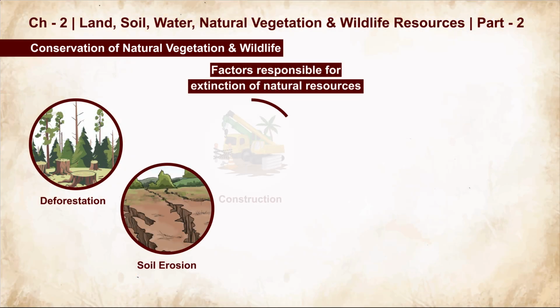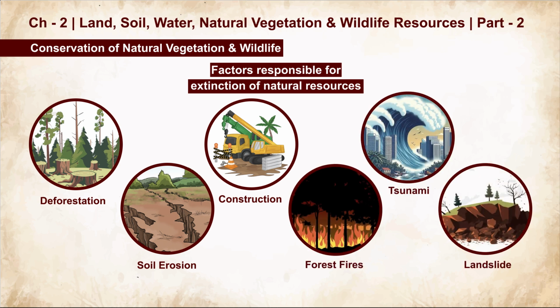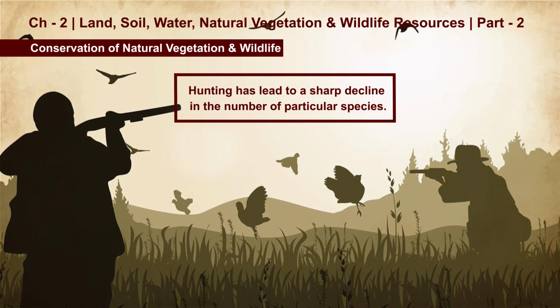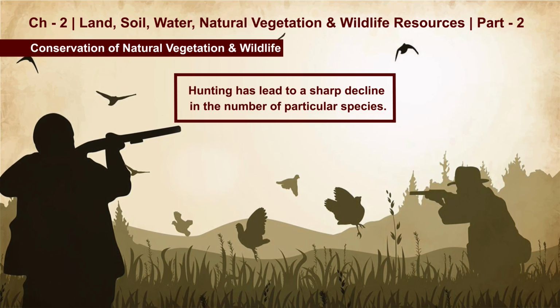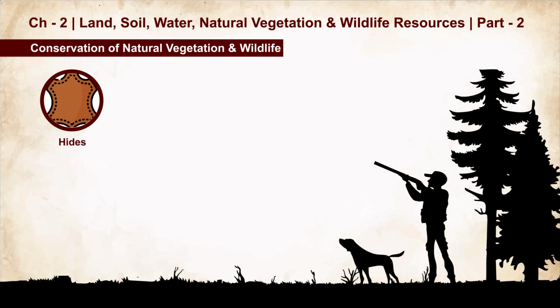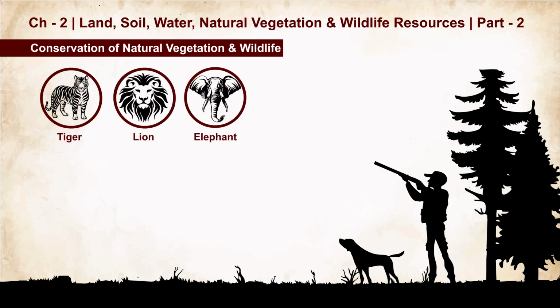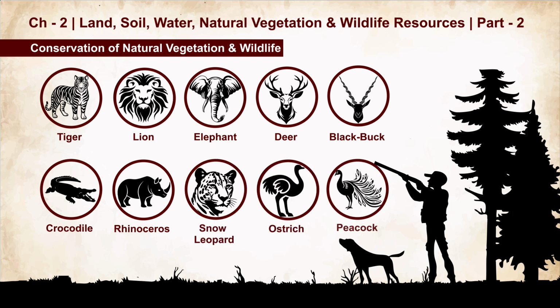Deforestation, soil erosion, constructional activities, forest fires, tsunamis and landslides are some of the human and natural factors which accelerate the process of extinction of these resources. One of the major concerns is poaching or hunting, which has led to a sharp decline in the number of particular species. The animals are hunted for collection and illegal trade of hides, skins, nails, teeth, horns and feathers. Some of these animals are tiger, lion, elephant, deer, black buck, crocodile, rhinoceros, snow leopard, ostrich and peacock.